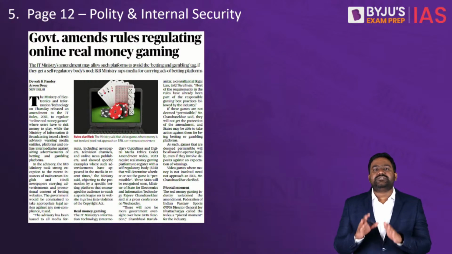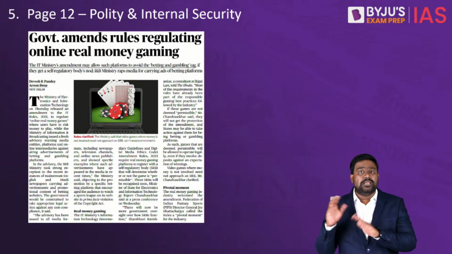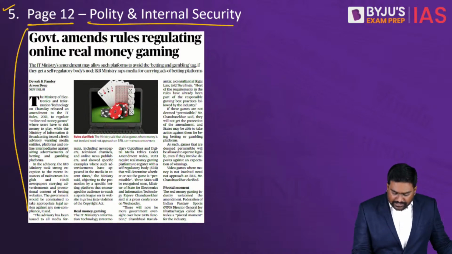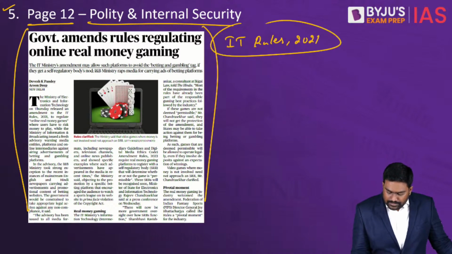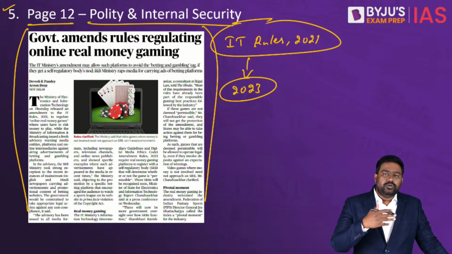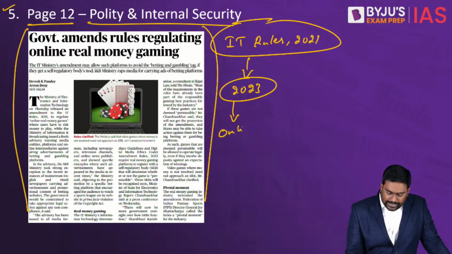Now we come to the last part of today's discussion. We shall take a look at 4 important articles from a prelims point of view. On page number 5, we have an article related to the amendment of IT rules that we discussed earlier. Remember, we spoke about how IT rules were amended to deal with fake news. The same IT rules has been amended to deal with online real money gambling or real money gaming.